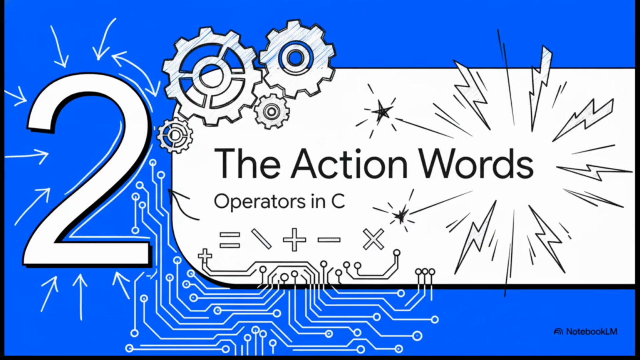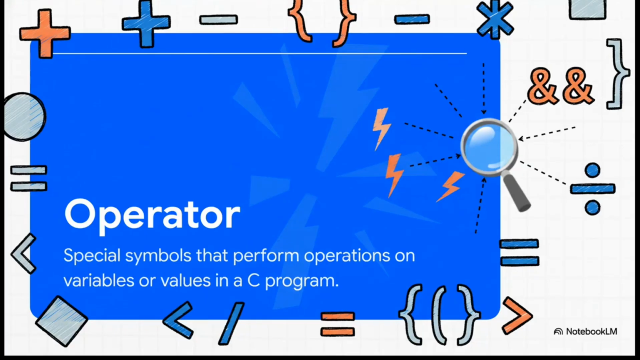Okay, so we've got our nouns to name things. Now we need our verbs, the action words. In C, these powerful little symbols are called operators. And trust me, they do all the heavy lifting. Yep, these are the symbols that do all the actual work in your code. Everything from simple math to the really complex comparisons that let a program make decisions.